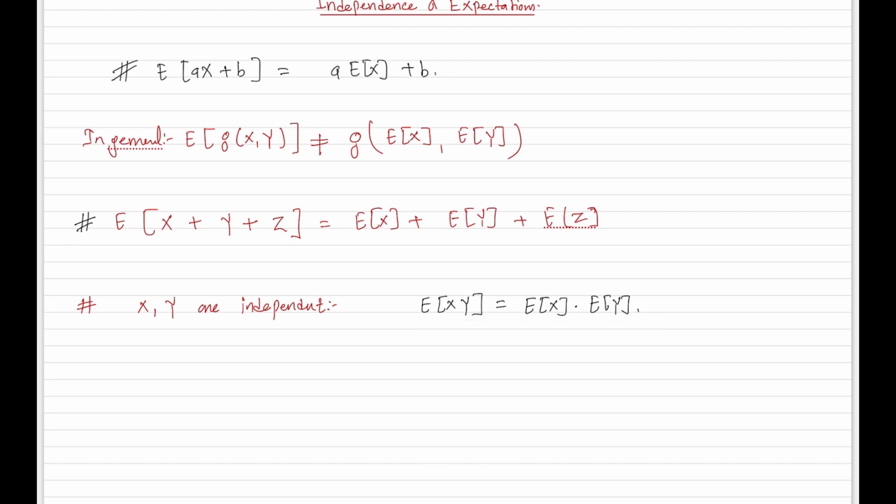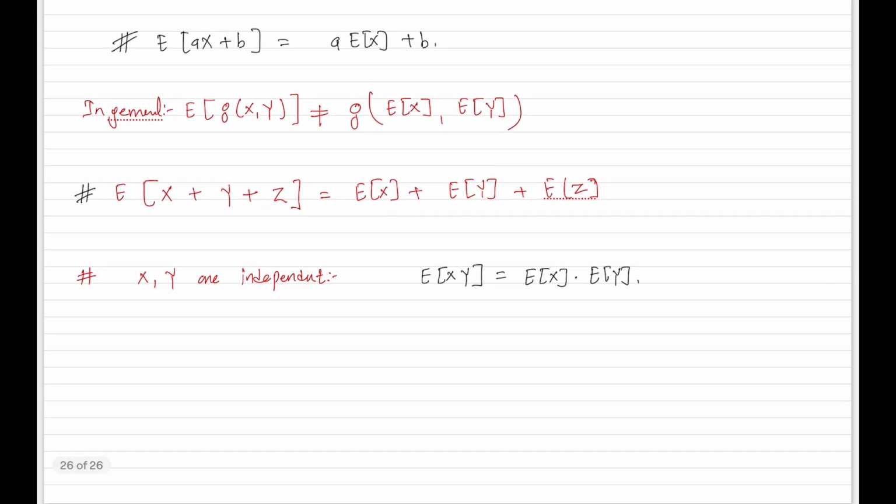Let's verify this one. How can we verify? This is nothing but a function, right? We can make use of the expected value rule. The expected value rule says that if you have a given function, you can apply it. So let's assume that this is a function that is x times y, and we can make use of the expected value rule to find the expectation of this function.